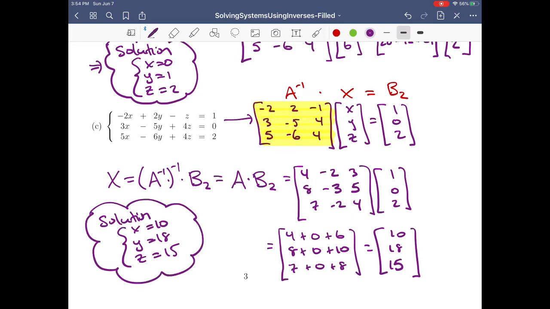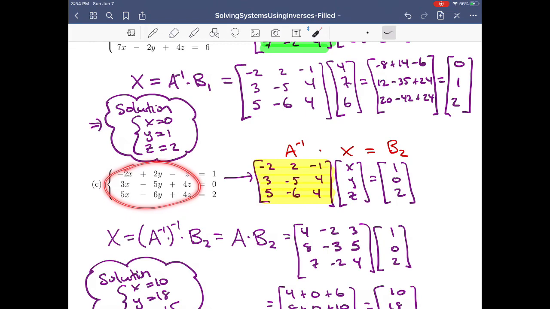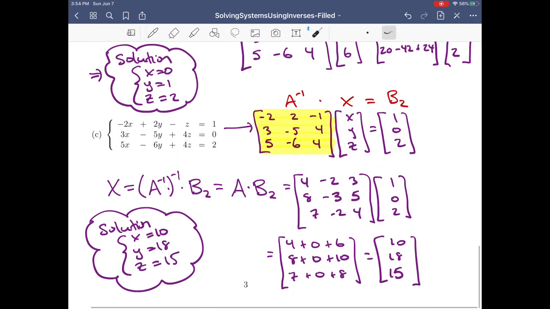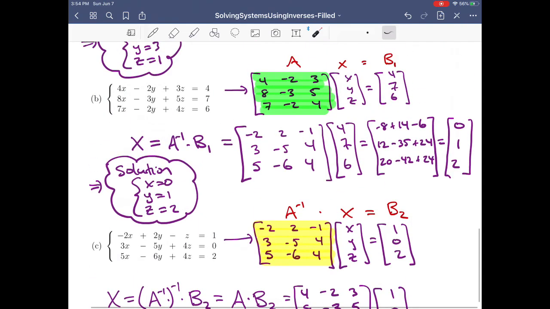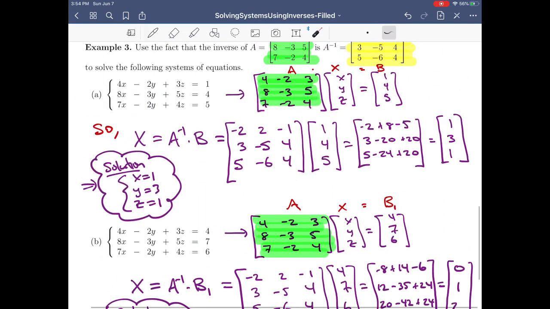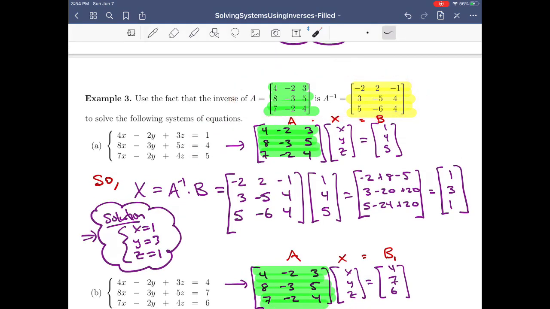Okay, so because the inverse existed, all three of these systems, because their coefficient matrices were either A or A inverse, they all have a unique solution, no matter what the B matrix is. So if they give you the inverse matrix, definitely this is going to be the fastest way to solve your system.